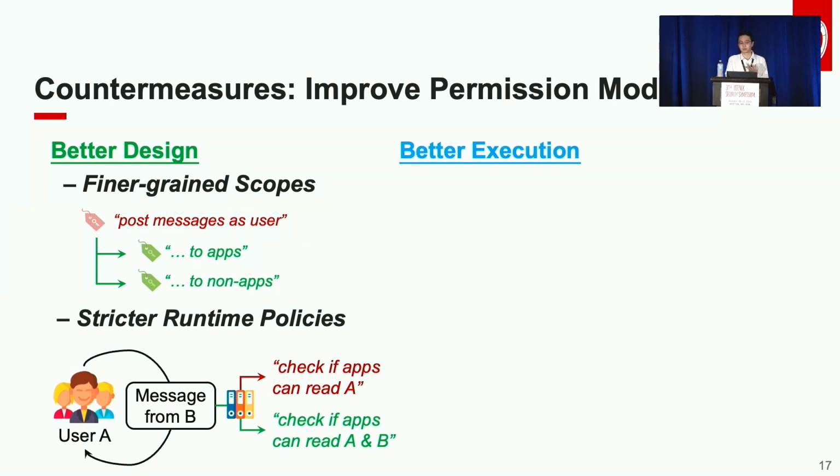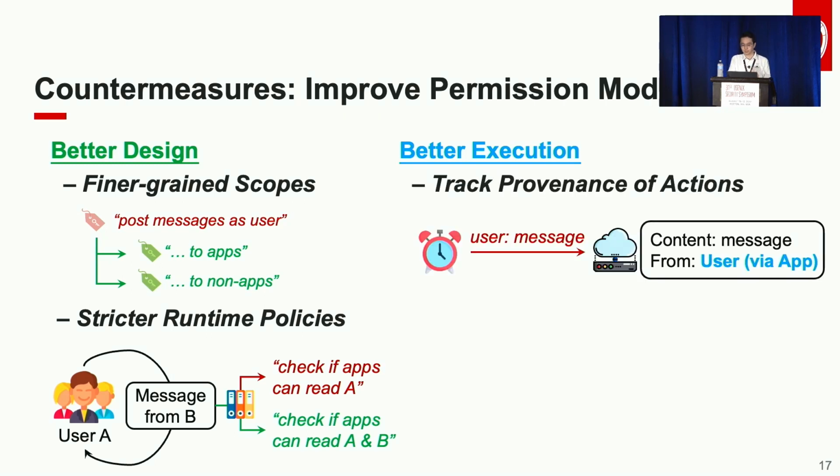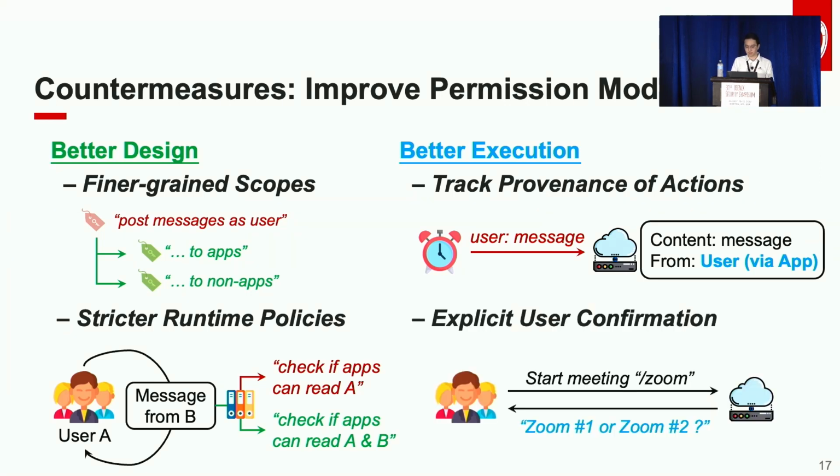And on the other hand, they should improve the execution of their permission model. For example, they should carefully track the provenance of the actions. And in this case, the other apps can decide if they should react to a user action or a delegated action. And finally, they should also provide explicit user confirmation to ask which app the user wants to invoke, especially when there is some ambiguity.